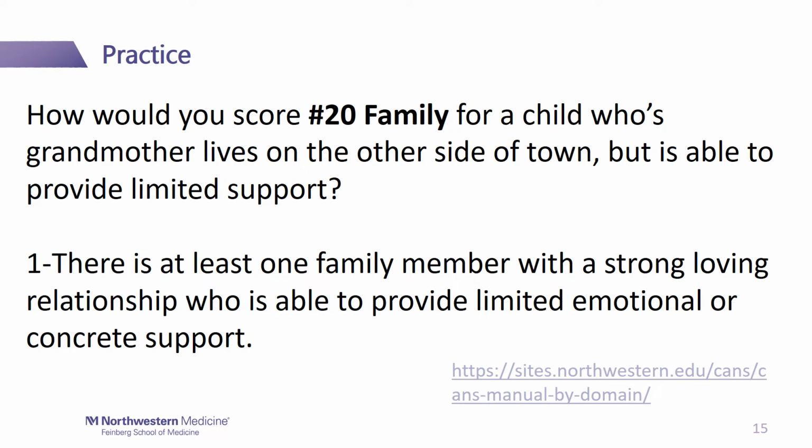One, there is at least one family member with a strong, loving relationship who is able to provide limited emotional or concrete supports. If we look at the difference between a 0 and a 1 on this item, a 0 is a child who has at least one person that they can always rely on. And a 2 is that there are known family members, but currently the child cannot rely on them for support. In this example, we see that the child has a grandmother that they can rely on, but that support may be limited because she's living on the other side of town.